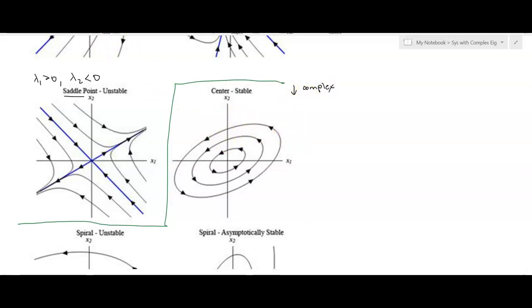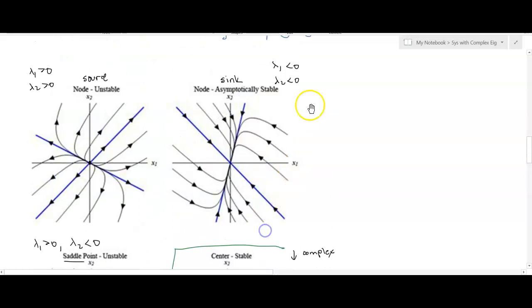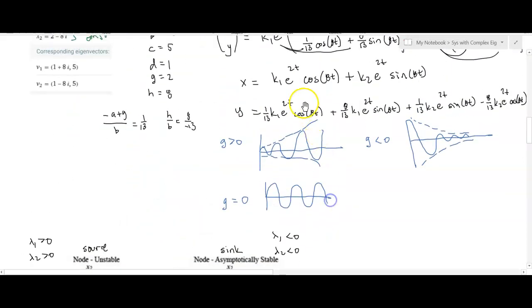If we had a g value of 0, and it all depends on the g value. The h value isn't going to control the behavior, it's going to control the speed with which that curve oscillates. So if this were cosine 10t, all three of these scenarios would persist, but with 10t we just have more compressed oscillations because the frequency would be 25% higher in that case.